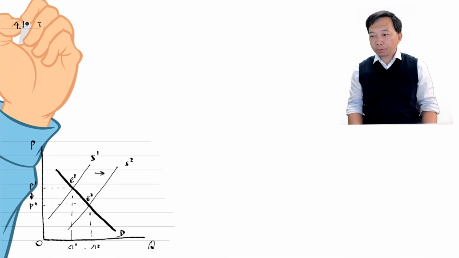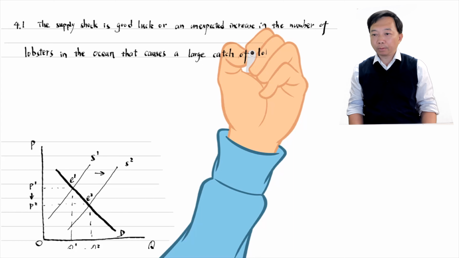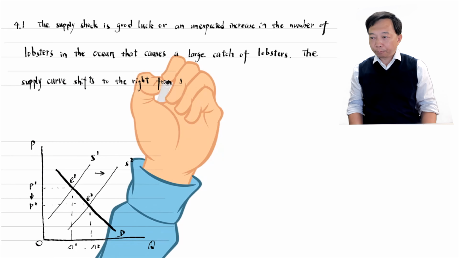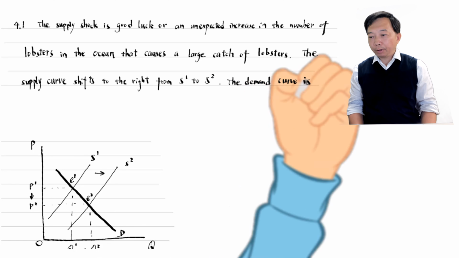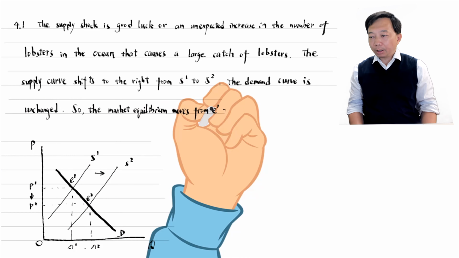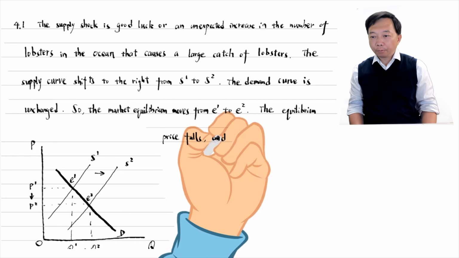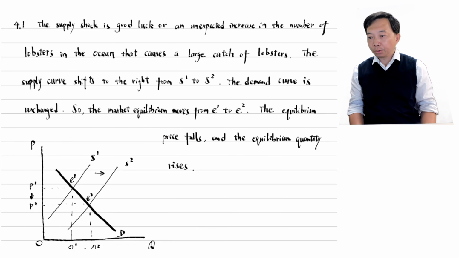The supply shock is good luck or an unexpected increase in the number of lobsters in the ocean that causes a large catch of lobsters. The supply shock shifts the supply curve to the right from S1 to S2, indicating that the quantity of lobsters supplied increases at any given price. The demand curve is unchanged, so the market equilibrium moves from E1 to E2. The equilibrium price falls from P1 to P2, and the equilibrium quantity rises from Q1 to Q2.